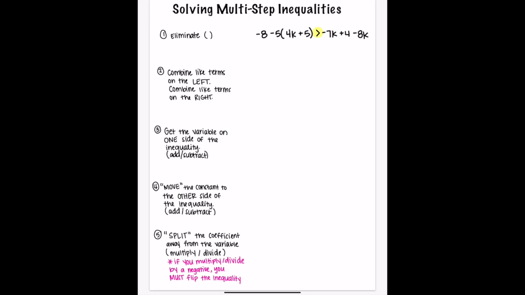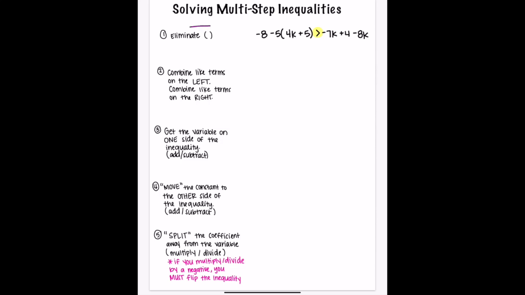The first thing is that inequalities don't have an equal sign. They have the inequality sign that you can see here highlighted in yellow. Another main difference that we will see at the end of this example is that if you multiply or divide by a negative number, you have to flip the sign of the inequality. So let's look at this example. You'll notice that the flow map is very similar to solving regular multi-step equations.